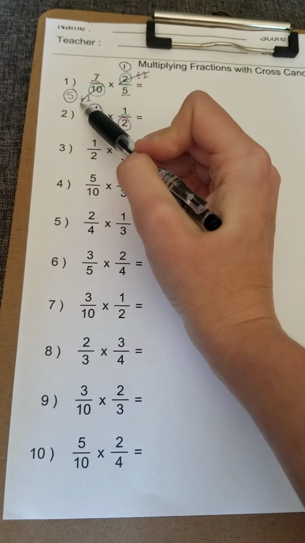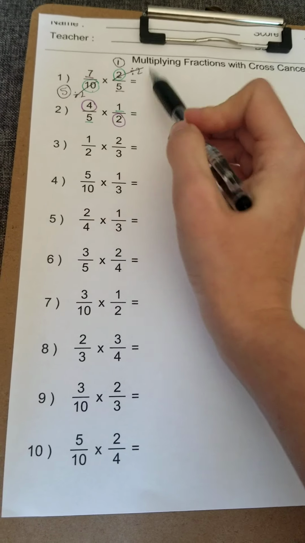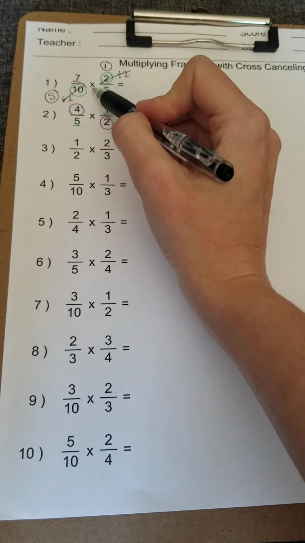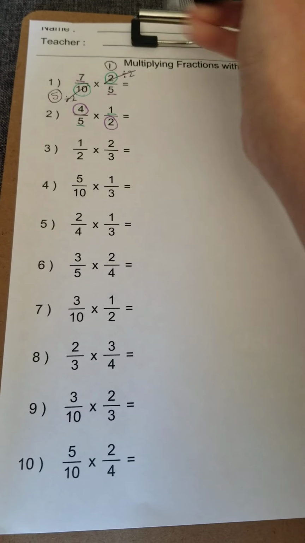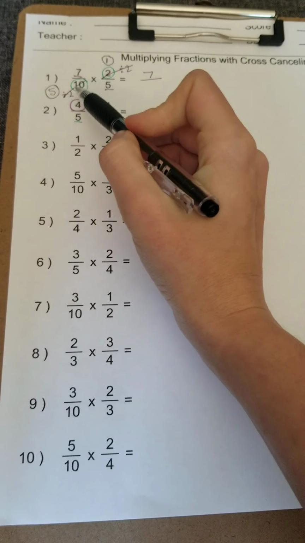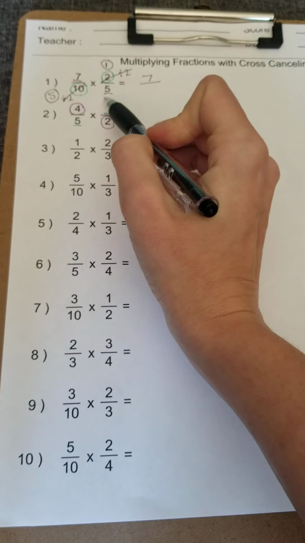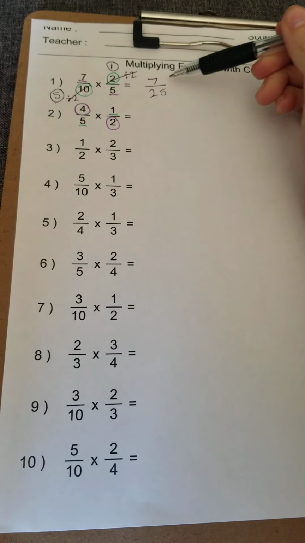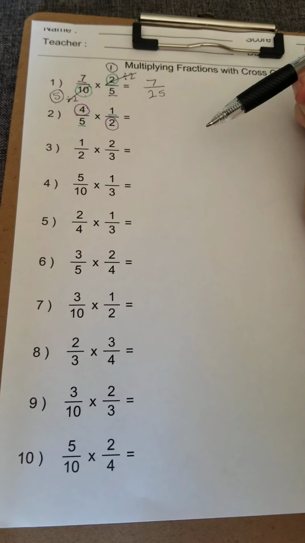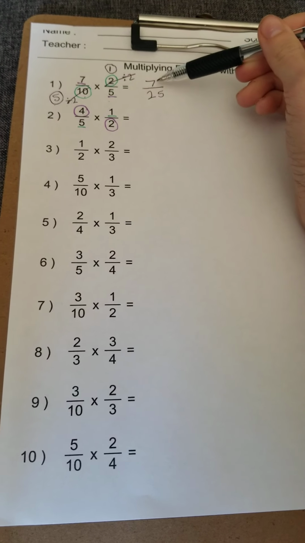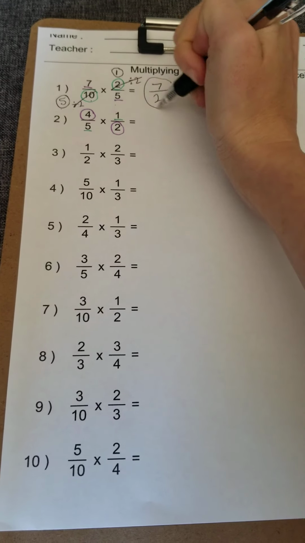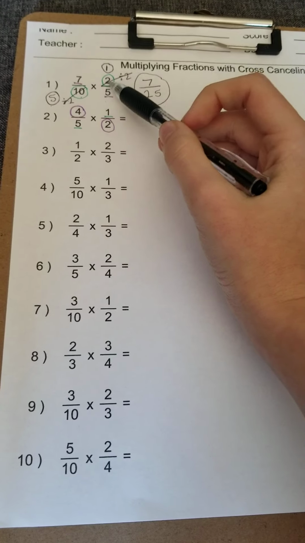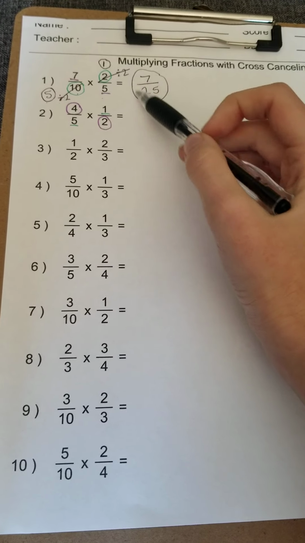Now after I've cross-canceled both, I'm going to go across the top multiplying and then across the bottom multiplying to get my answer. So we have 7 times the new number 1, which gives me 7 as the numerator. And then I've got the number 5 times 5, and that's going to give me 25. All right, so this is already in simplest form because there's no factor greater than 1 that can go into both 7 and 25. So this would be my answer. So as you can tell, the cross-canceling definitely helped us because it gave us the simplest form whenever we multiplied.